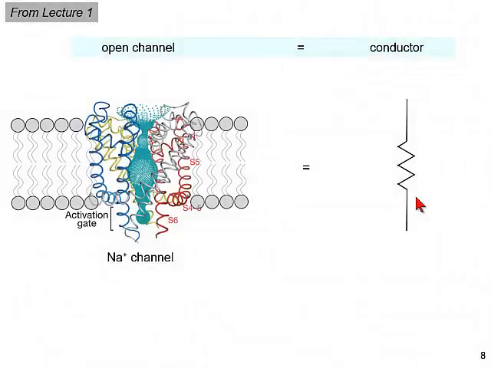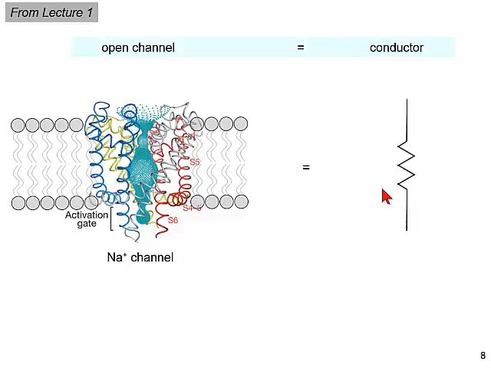So here, another simple electrical fact that I believe we talked about in lecture one is that we can think of an open channel, with its complex alpha helices and beta sheets and fluid conducting pathway. We can treat it most of the time in neurobiology as a conductor, a little resistor with a finite resistance.